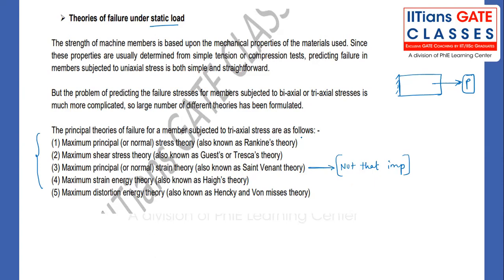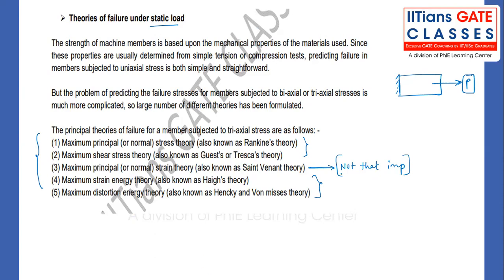In lecture number 1 of theories of failure, we will be covering Rankine's theory and Tresca's theory. In lecture number 2, I will cover the remaining 2 theories of failure: the maximum strain energy theory, which we also call Haigh's theory, and the last one, the maximum distortion energy theory, also called Hencky's or von Mises theory.